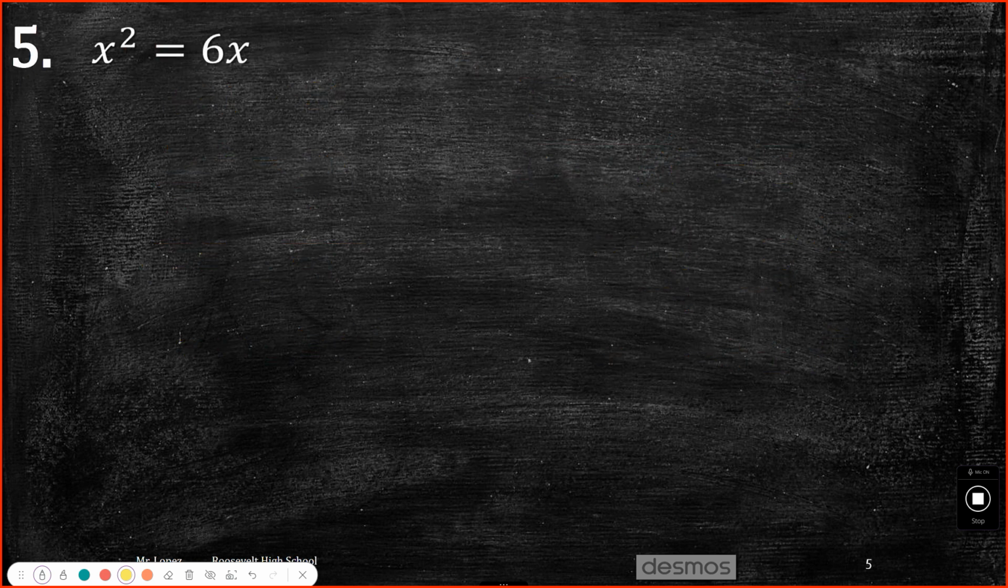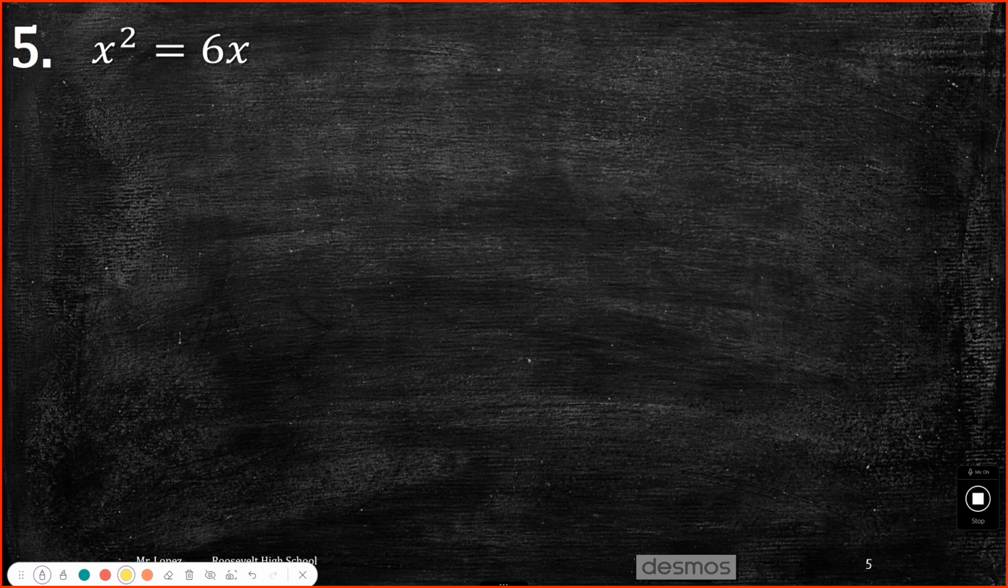Problem 5, here we go. X squared is equal to 6x. This one again is presented differently. It has the quadratic and the linear. X squared is the quadratic term, and this is the linear term. So it's missing the constant. So in this one, we want to use the zero product property. So you've got to set it equal to 0.